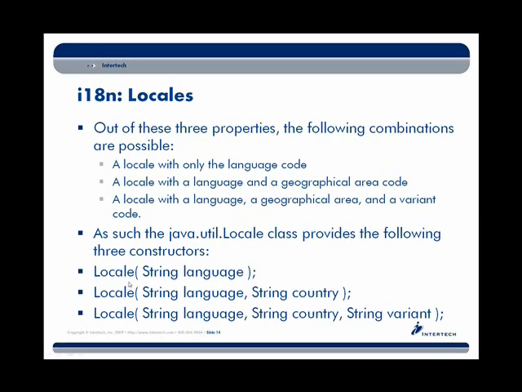Now, when you create the locale, you can use these 3 properties, but there are only a few combinations that are possible. You can create a locale with only the language code. That's perfectly fine. A lot of applications do that. You can also create a locale with a language and a country code. Third is a locale with a language, a country code, and a variant code. Those are your 3 choices.